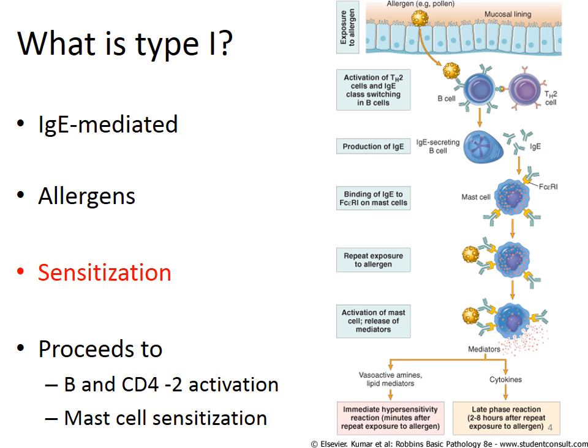So let's now walk through type 1 and type 2 in more detail, and then in part 2 of this lecture we will cover 3 and 4. So type 1, we said, was an IgE-mediated response. It responds to allergens. There's a sensitization process that takes place, and this is classically allergies or allergic reactions.